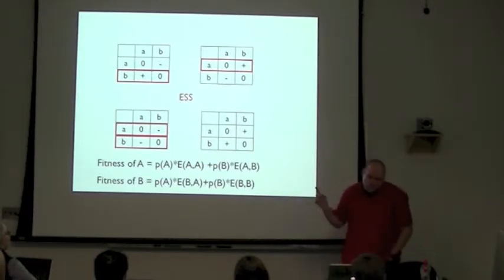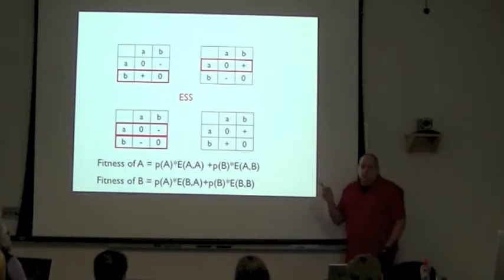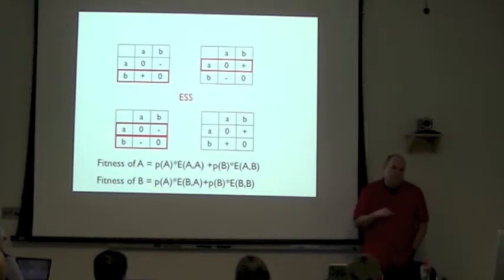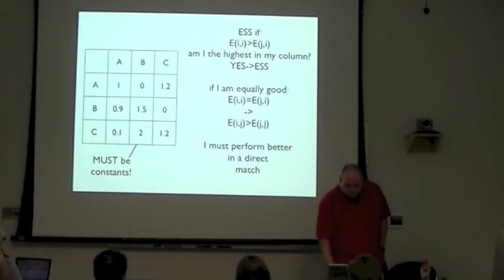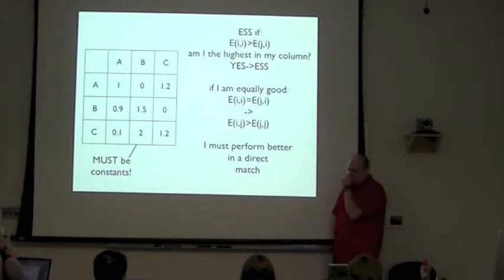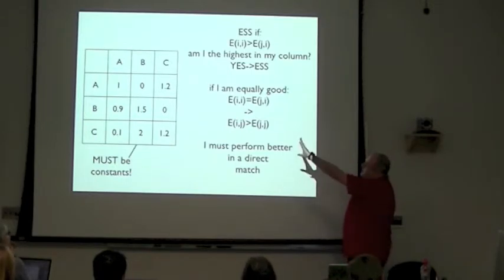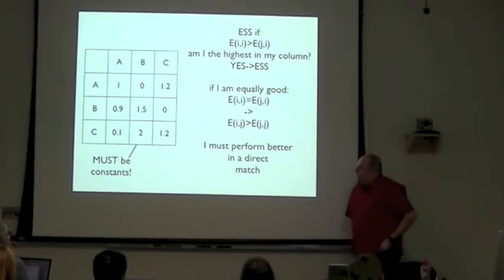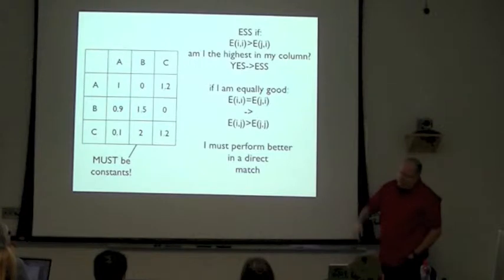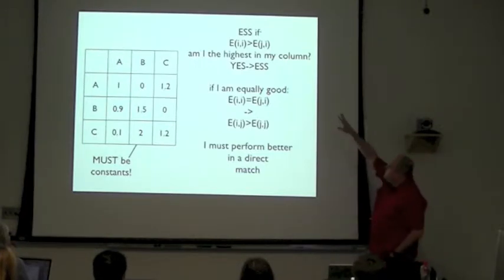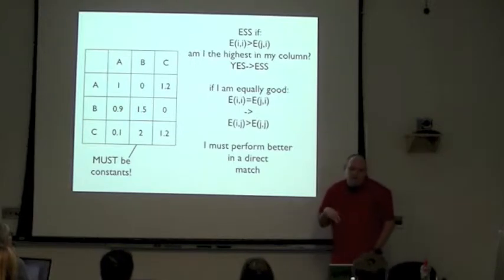Now, all these red boxes that I just counted are what's called evolutionary stable strategies. And there's a general way of defining evolutionary stable strategies, and it's just two rules that you have to remember. First of all, I created a matrix with three players, and all these values in this matrix must be constant, otherwise you can't do that. The first question is, you ask if I am getting the highest payoff in my own column.